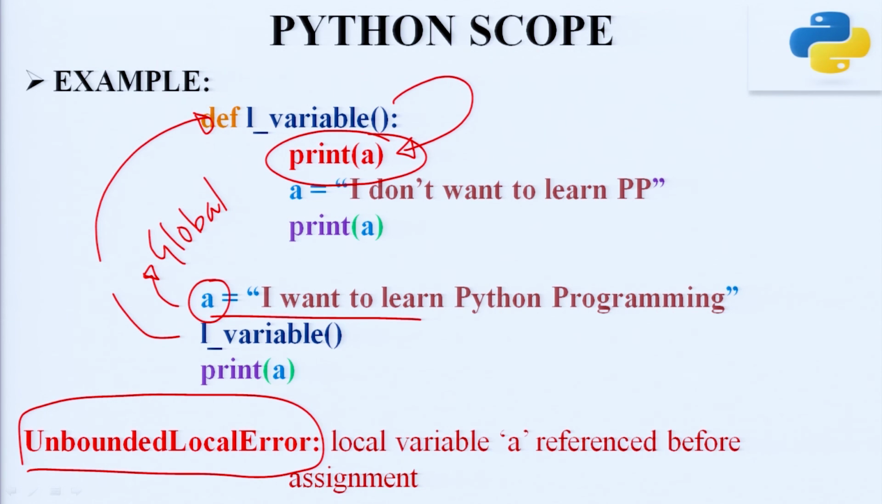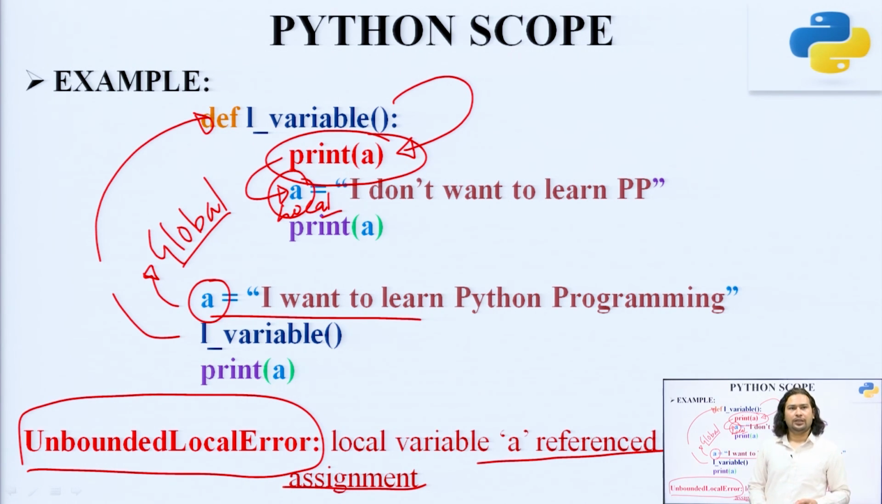And right now, in the next statement, the definition of a will come into the picture. Due to this, there is confusion inside the interpreter about which a value it is going to fetch, whether global or local. So, it will give you an error known as unbound local error. It directly says that local variable a is referenced before assignment, because right now it is totally confused about which variable you are interested in.